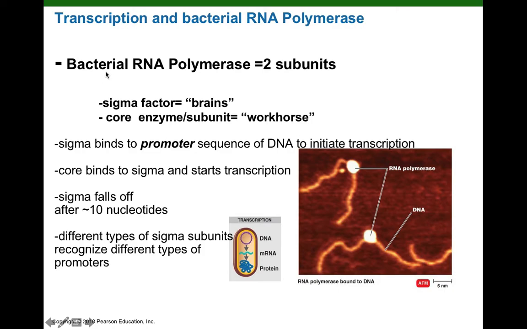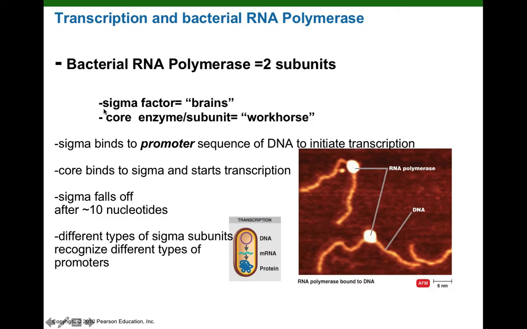And bacterial RNA polymerases are really cool. They're made of two subunits. One of the subunits is called the sigma subunit or sigma factor. This is like the brains of RNA polymerase. And then the second subunit is called the core enzyme or core subunit. This is the actual workhorse of RNA polymerase. This is the part that actually synthesizes the RNA.